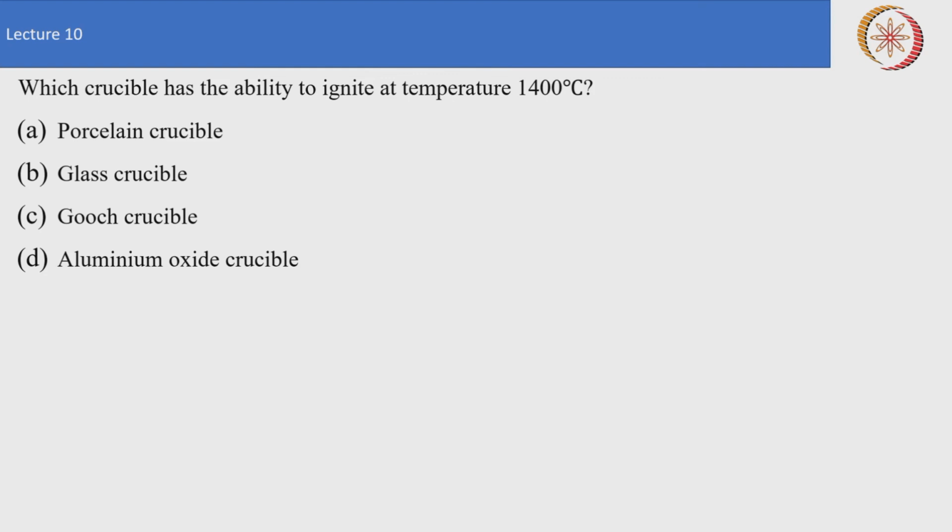The next question: which crucible has the ability to ignite at a temperature of 1400 degrees Celsius? There are four types of crucible: porcelain crucible, glass crucible, gauge crucible, and aluminum oxide crucible.